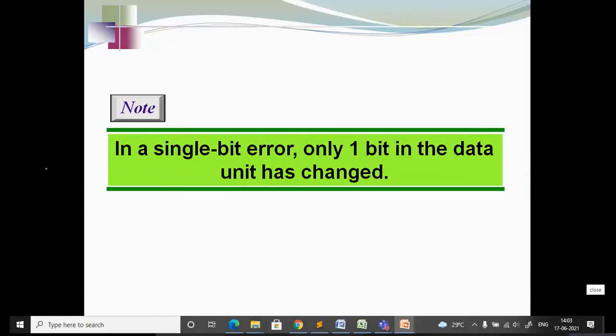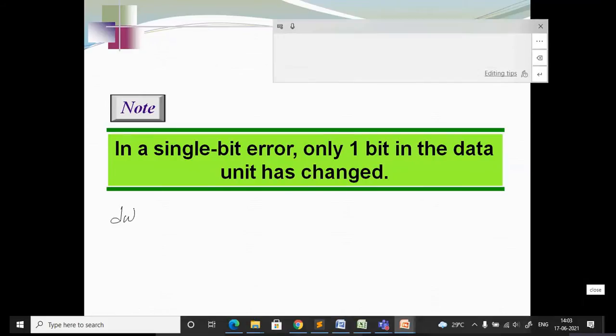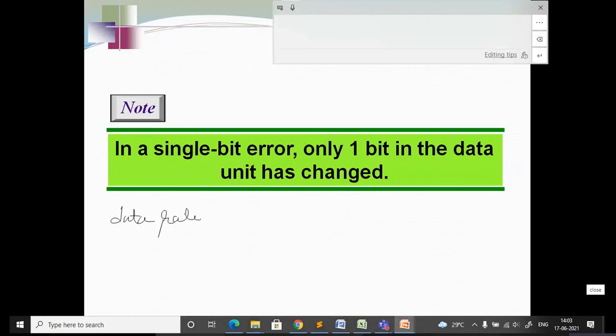Consider the data rate is 1 kbps. This is my data rate. And the noise rate here is 1 by 100 seconds. Can somebody tell what is the number of bits corrupted in this case? How many bits got affected with this data rate and this noise duration?